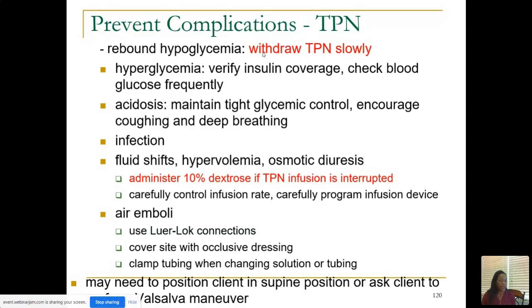You can't abruptly stop TPN like that. You've got to taper. If they were on it 24 hours, then we move them to 18 hours, then we do 16 hours, and then we take them off. You can't just stop, that's just terrible.